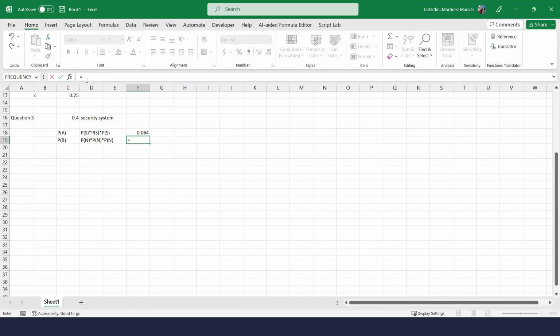So none of them having the security system. If we know that 0.4 is having it, that means 0.6 times 0.6 times 0.6. That would give us 0.216, about 0.22. That would give us a probability of none of them having it, okay?